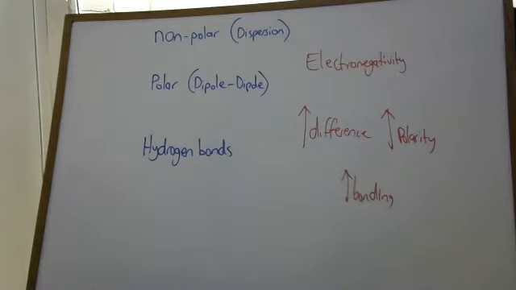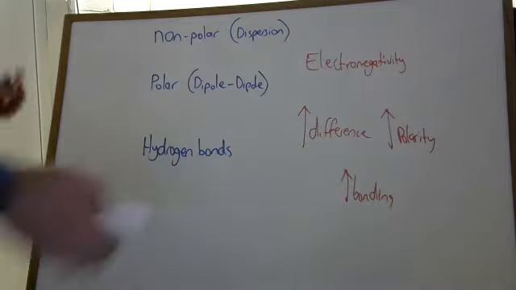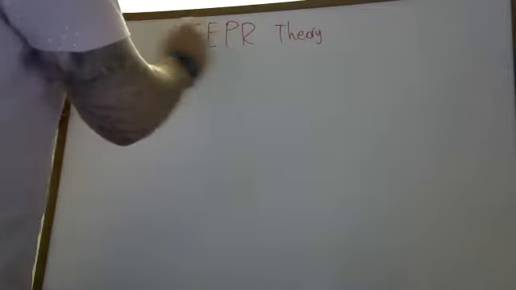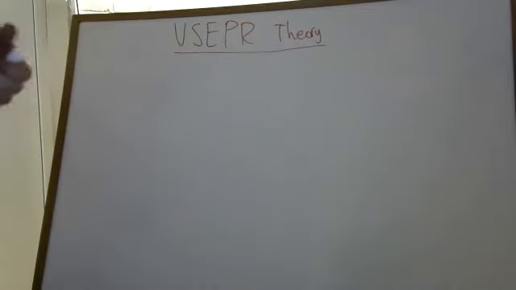Okay. So VSEPR. Anybody heard of it? Anyone know what it is? Anybody suffered through doing it? Valence shell electron pair repulsion theory. Very, very boring. But we have to do it.